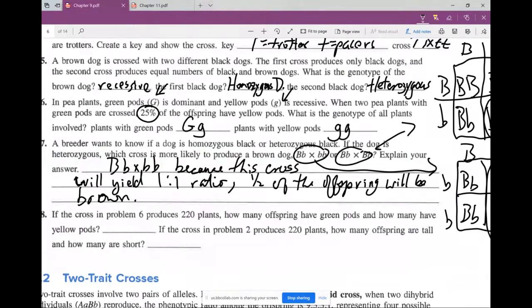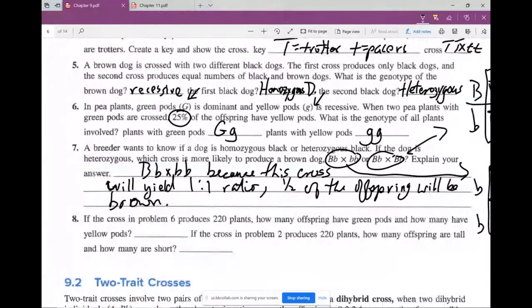If the cross in problem 6 produces 220 plants, how many offspring have green pods and how many have yellow pods? All right, 25% of the offspring will have yellow pods. So they're asking you to do some math there. So what's 25% of 220? Well, just write 25% of 220.